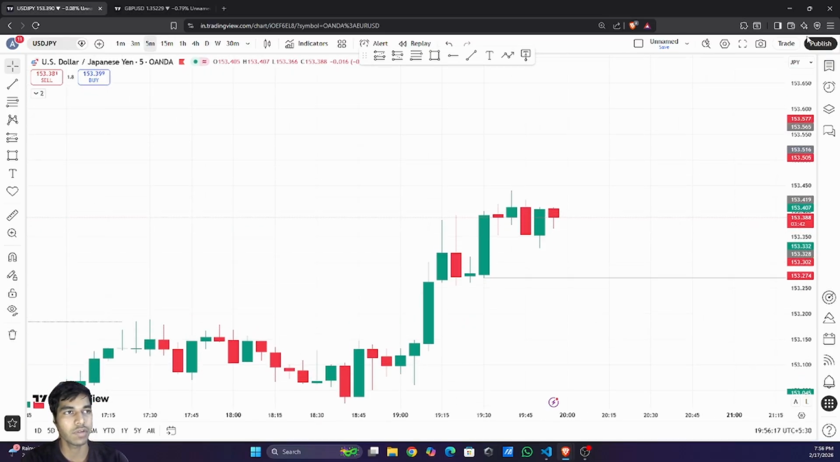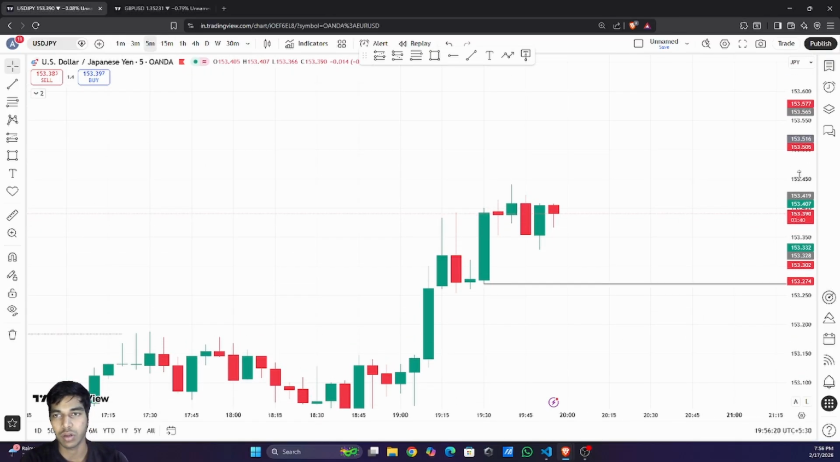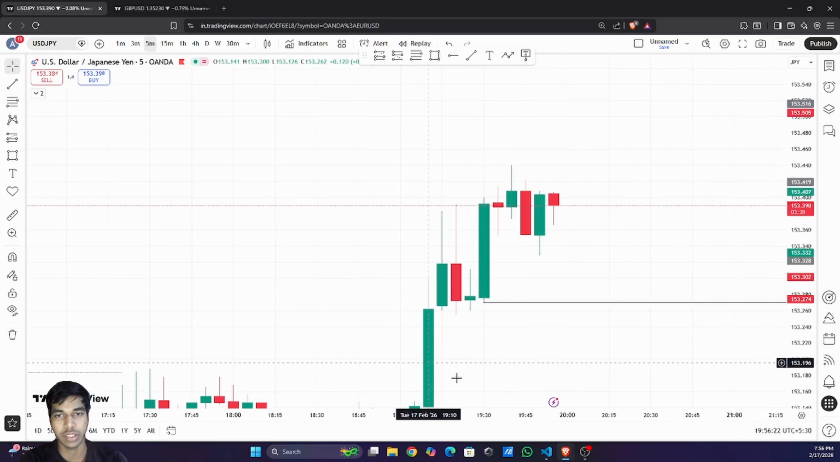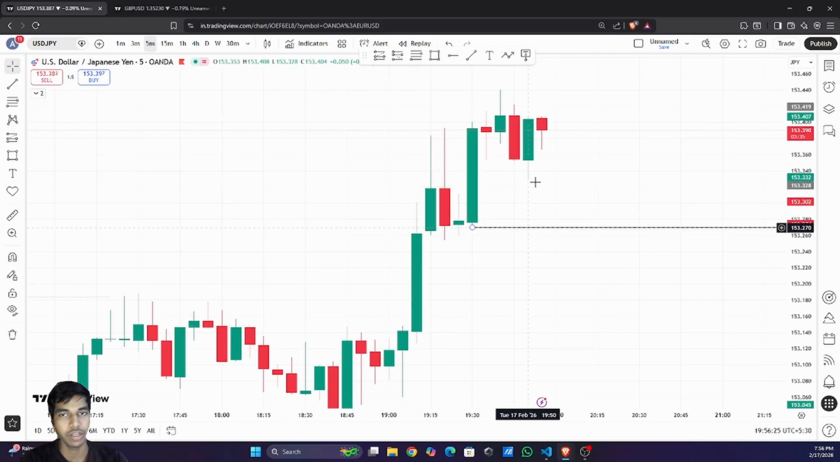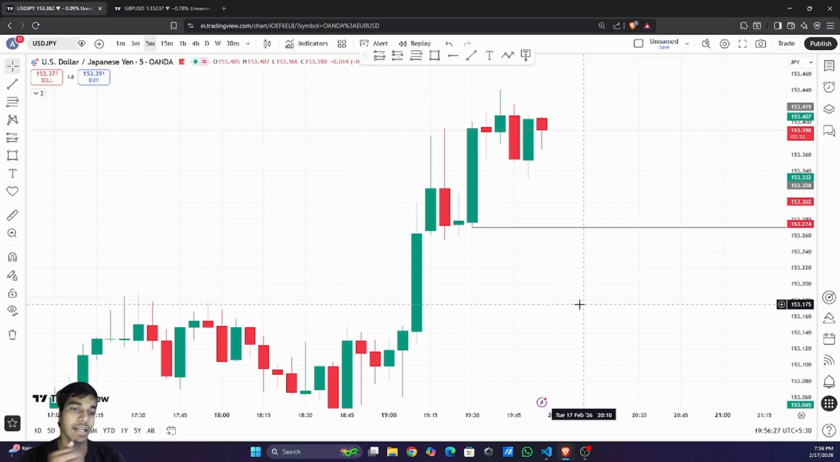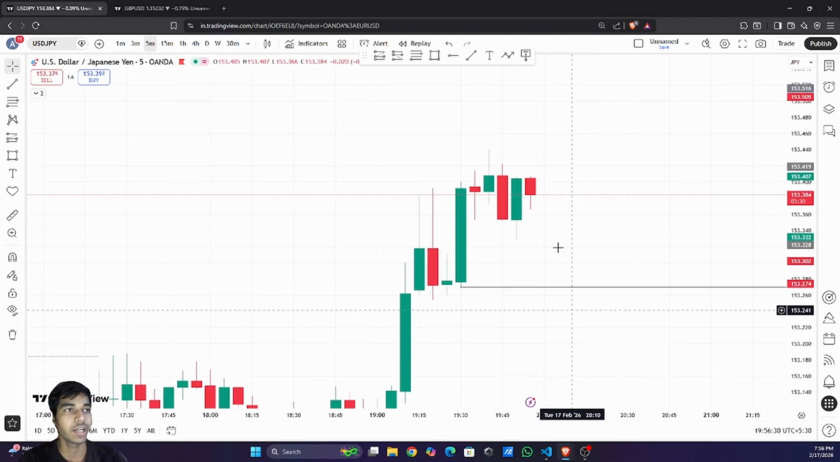It is in the zone, but I will go only two-third quantity because there are magnets over here. There is a FVG over here. There is an order block over here. So it might retrace and then move in the second half of New York session. So we will trade our plan. We will go half quantity.